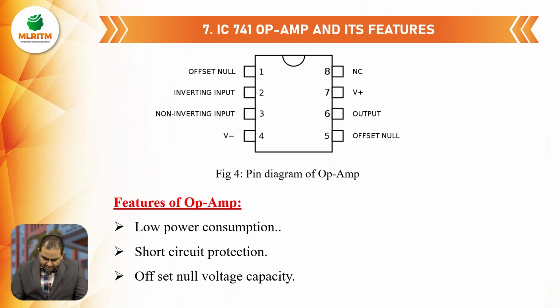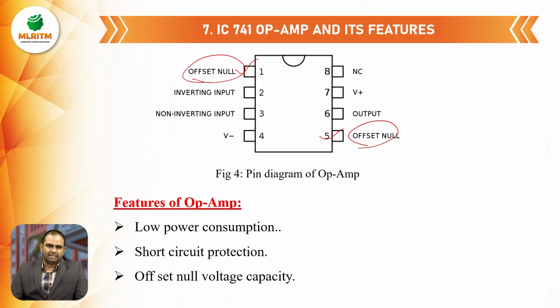If we observe another thing, numbering is also given for these terminals: 1, 2, 3, 4 on the left side. We start counting again from downward to upward, like 5, 6, 7, 8. If we observe one point, the first pin and the fifth pin have the same wording, that is offset null. I will give you a small introduction about this. What is the meaning of offset null? Why are we writing offset null?